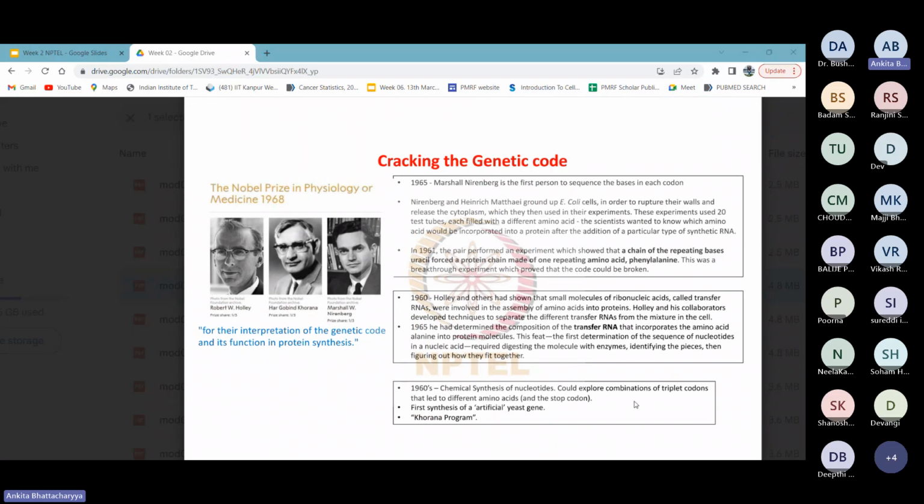Whenever there's a discovery, there are some very dedicated scientists who put their everything into finding it. This was another landmark event for which the Nobel Prize in physiology and medicine was awarded in 1968. From here you get an idea of how long people have been trying to understand the process of translation. The genetic code was understood as early as probably 1965, and Nirenberg was credited with this discovery and was a recipient of the Nobel Prize as well.